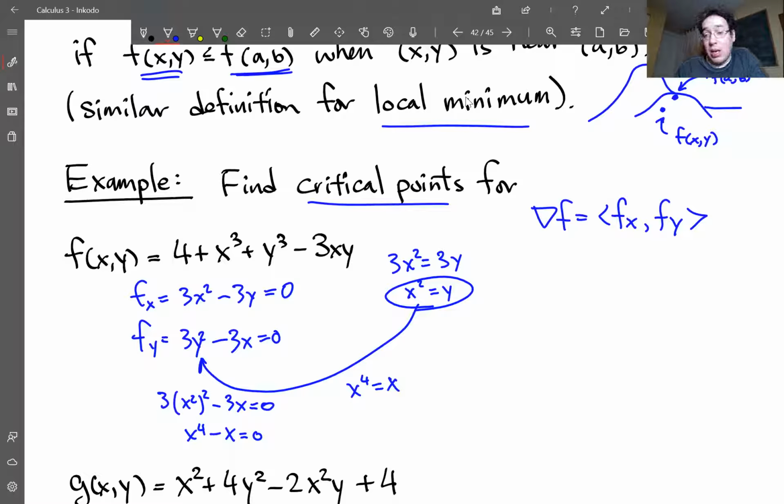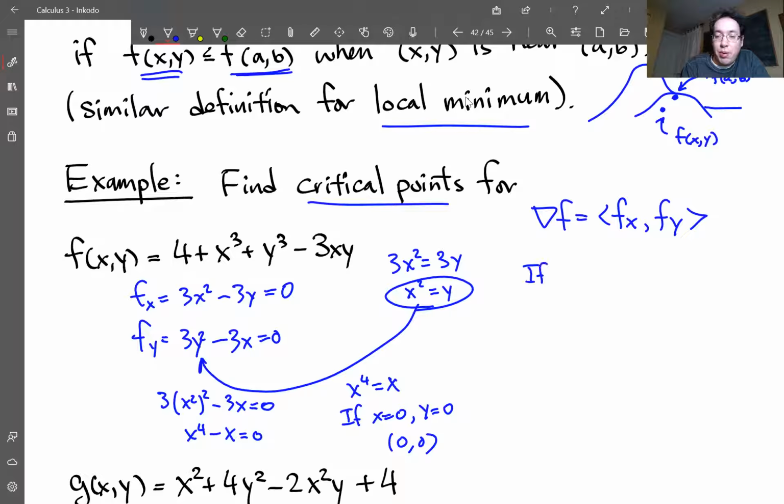So if x is equal to 0, this is a solution. If x is equal to 0, then 0 is equal to 0 to the 4th power, so this works. And if x is 0, then y is 0 squared, so y is also equal to 0. So (0, 0), the origin, is one critical point.